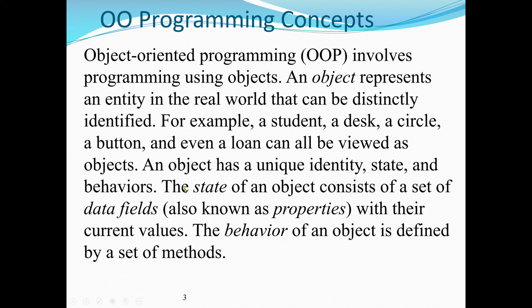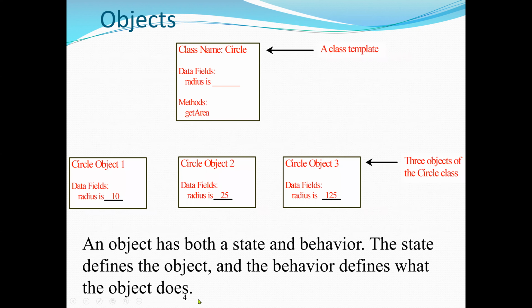So that's what we said, that the state of an object consists of a set of data fields, which we also call the properties, with their current values. And the behavior of an object is defined by a set of methods. So this means, again, every class consists of two things: the data fields or properties, and the methods, which are the behavior. And this is a very good example.